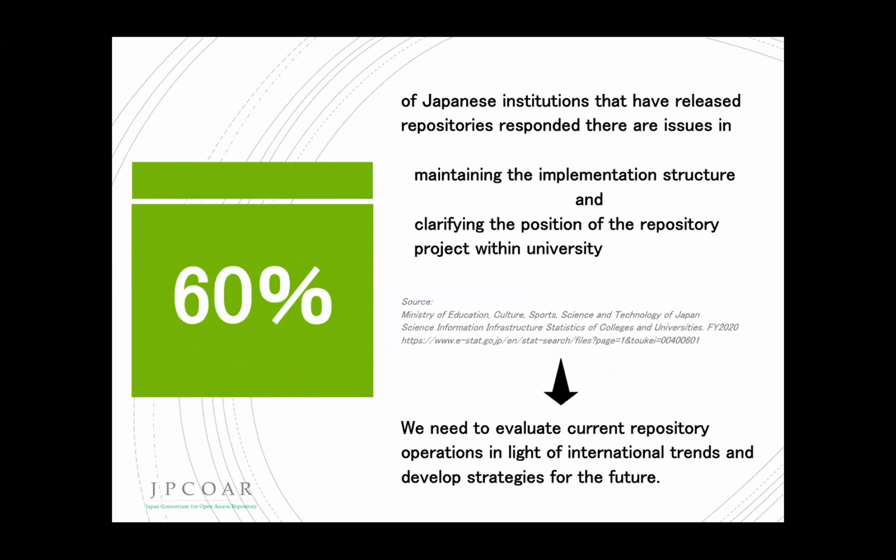Look at another figure, 60%. In Japan, an annual survey of university libraries is conducted. One of the questions in the survey is, what issues do you face in running a repository? In response to this question, about 60% of the respondents said that they faced issues in maintaining the operational structure of the repository and in clarifying the position of the repository project within the university.